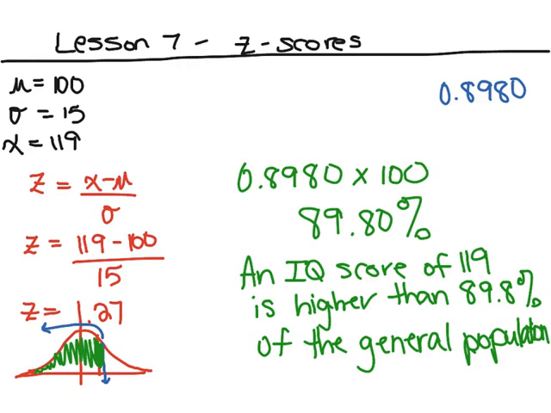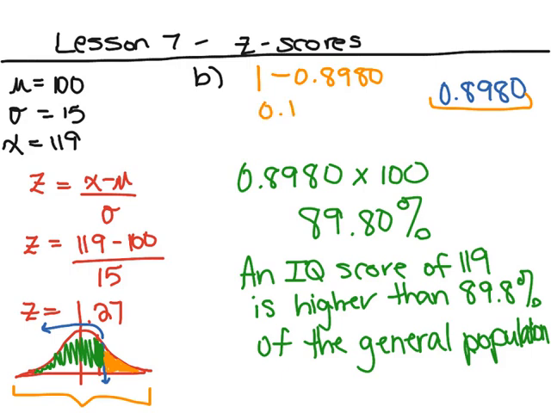Part B says we want to find the area to the right of the curve. So we want to find this. What you should know is that the entire thing is 1, or 100%. So if you take 1 and subtract the number you found from the table, this will find the percent to the right of your data. So this should equal 0.102, times 100 is 10.2%.